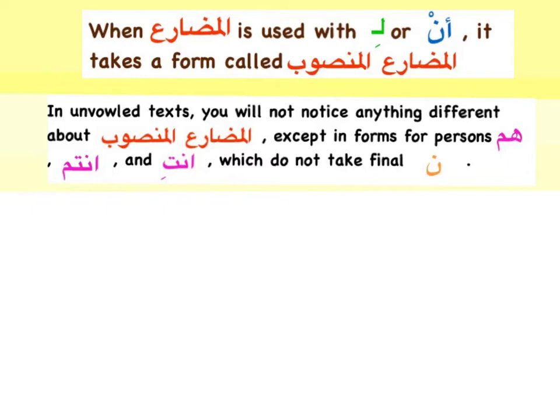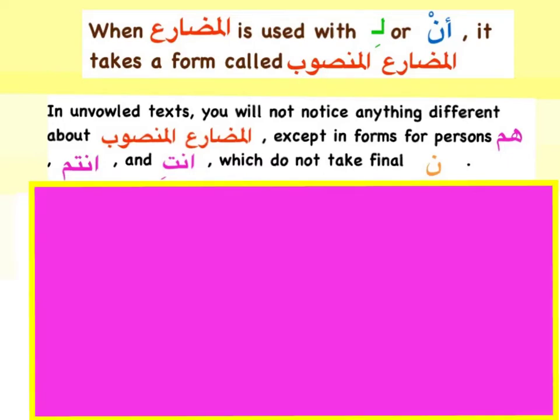So when we conjugate with hum, anti, or antum in Modaria, usually it ends with waw noon, or an alif noon, or ya noon. But the noon is what we're focusing on. When it becomes Modaria mansoub, the noon is taken out. We'll show you how in these following examples.